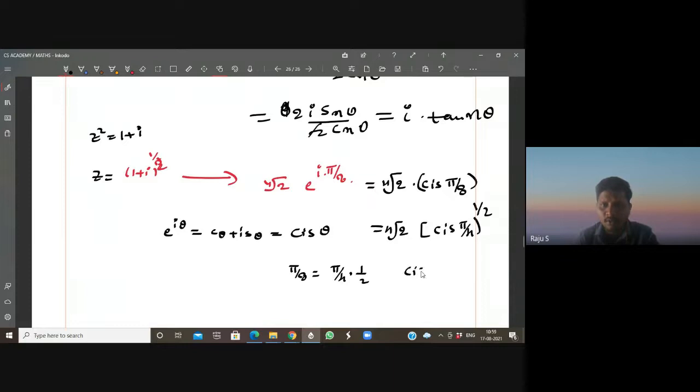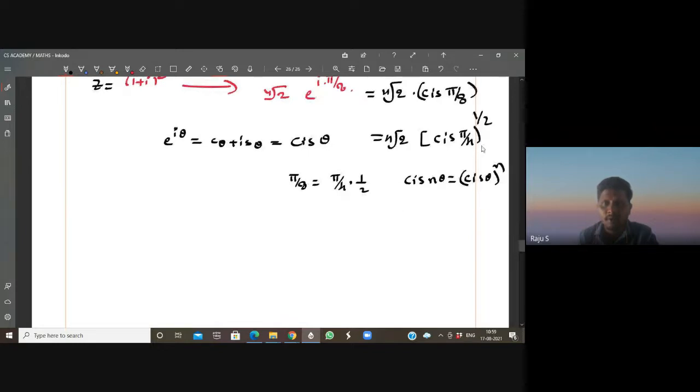Cis of n theta can be written as cis theta all to the power of n. Okay? So in the same way, I use it that this pi by 8, shall I write 1 by 2 times of pi by 4? This is in the form of cis n theta. Cis n theta is cis theta all power n. So I have written it like all to the power 1 by 2. Otherwise, you may substitute directly also, students.